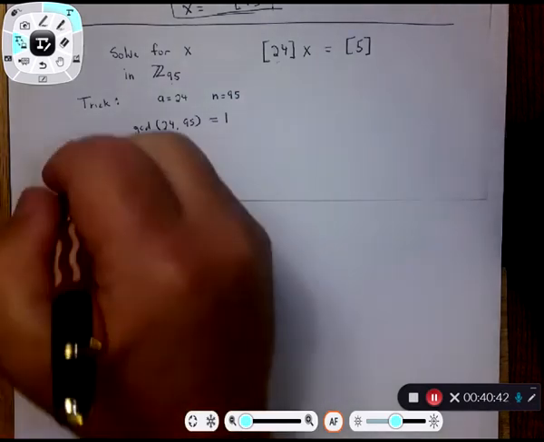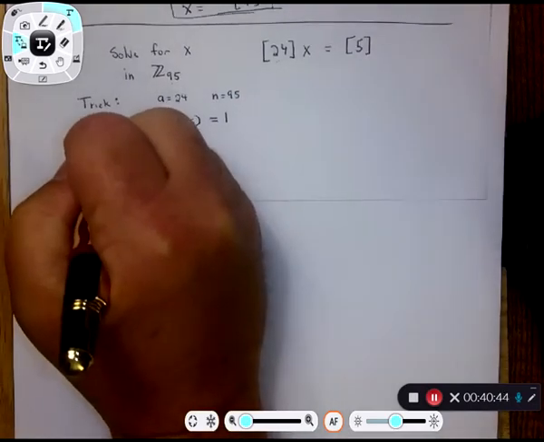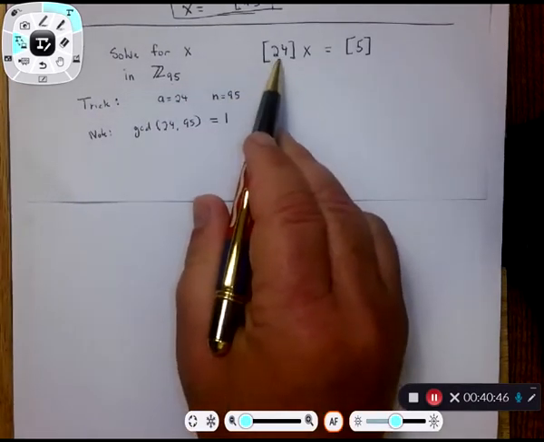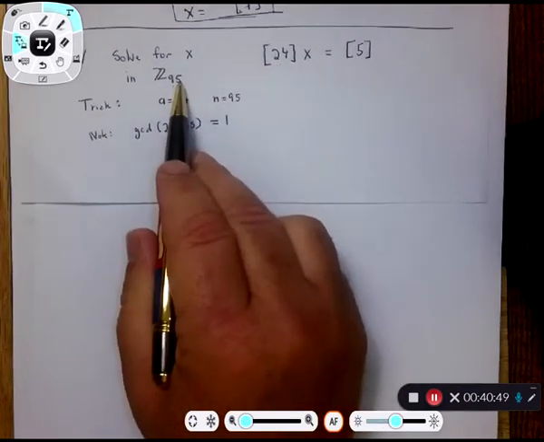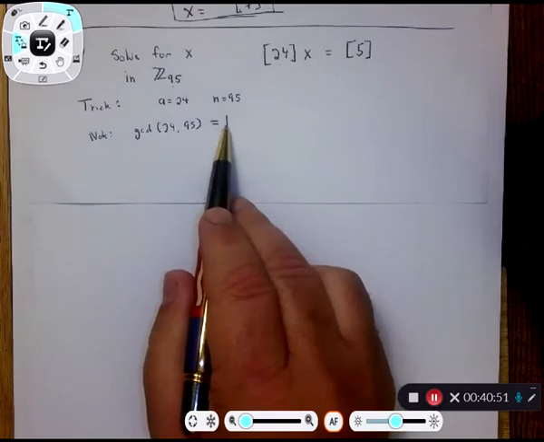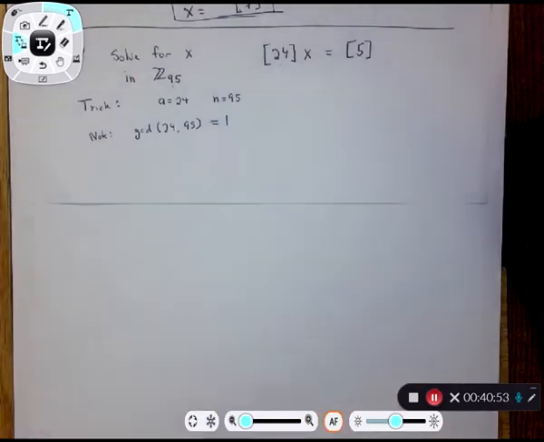So that's a big note. Because the leading coefficient of the x and the mod number are relatively prime, the GCD is 1, I know there's going to be one solution to this. Now I've got to go find it.